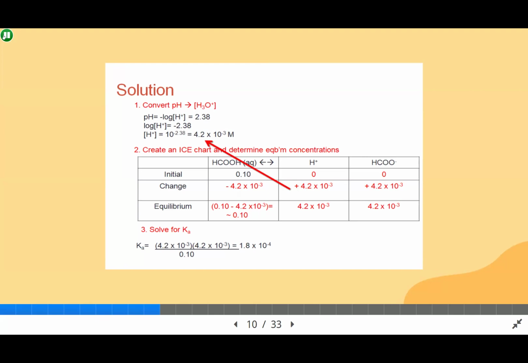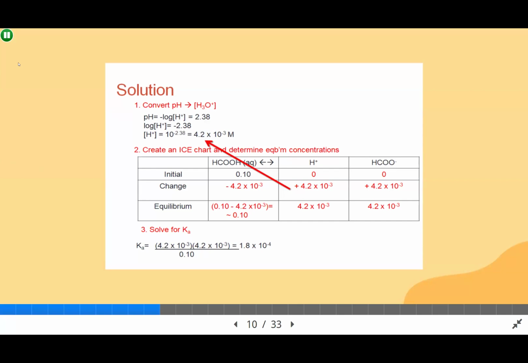We create an ICE chart to determine the equilibrium concentrations. We're starting out with 0.1 concentration of our formic acid and 0 concentration of our products. The change is minus x, or minus 4.2 times 10 to the negative 3. And this is a 1-to-1-to-1 ratio. For the products, it's plus 4.2 times 10 to the negative 3. So the equilibrium concentration of our formic acid is 0.1 minus 4.2 times 10 to the negative 3.